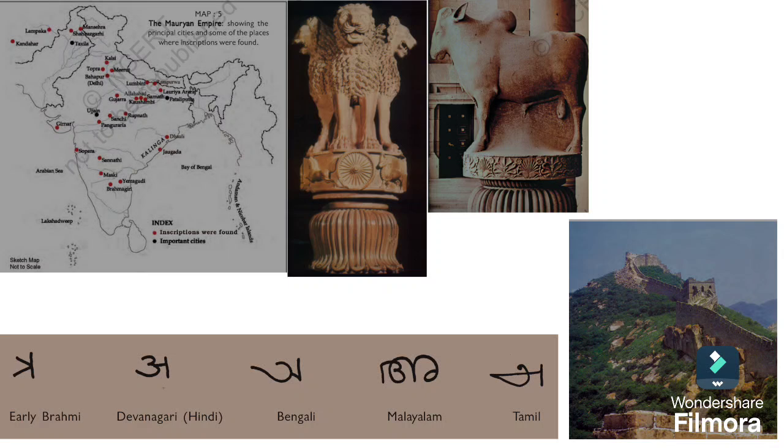Kaushambi, Allahabad, Gujjar, Rupnath, Dhauli, Jaugarh, Sanchi, Punguraria, Sannati, Maski, Brahmagiri, Yeragudi, Sopara, Girnar.